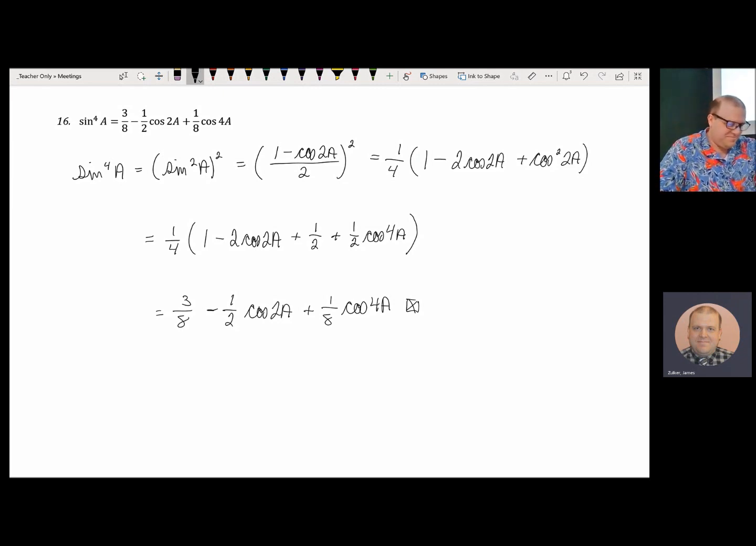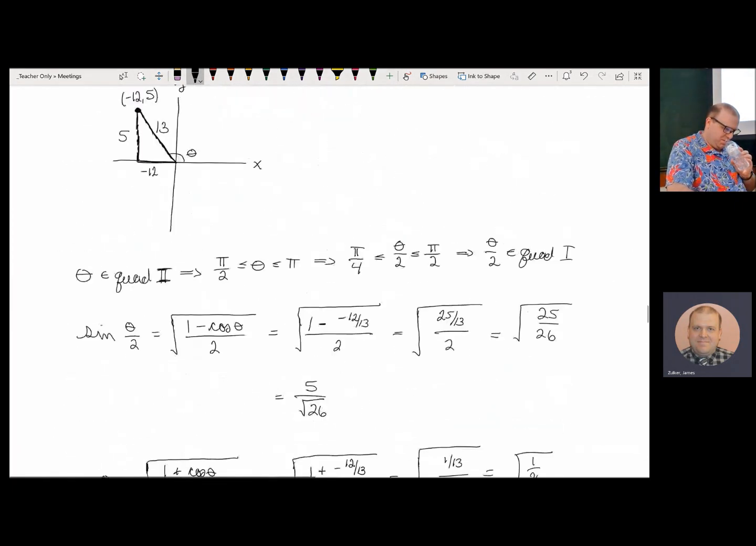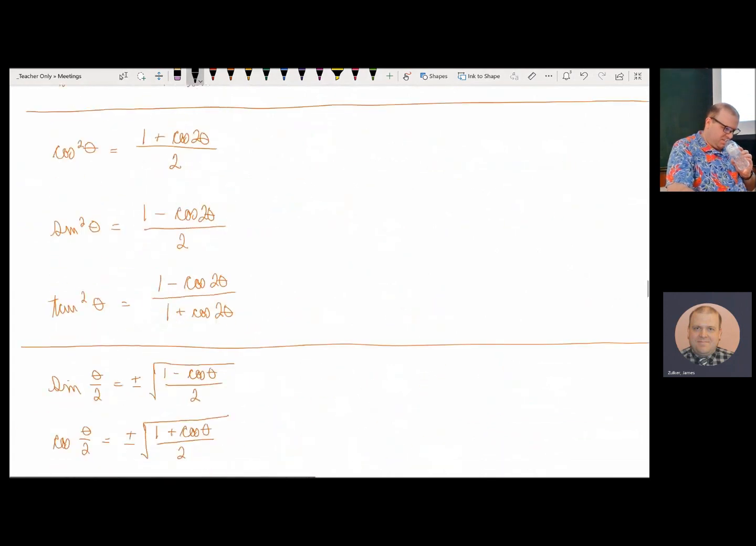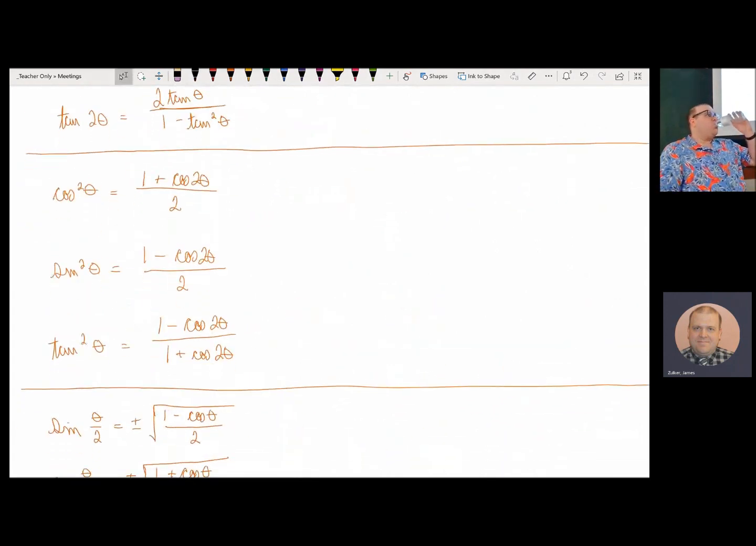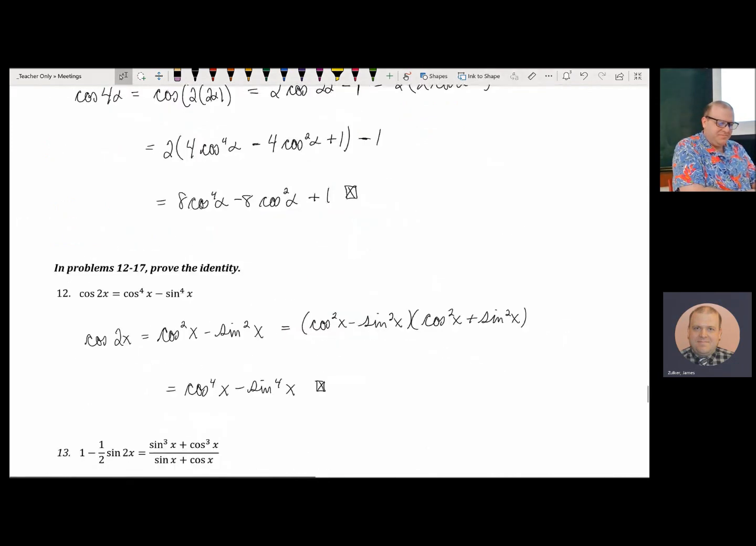Where is the trig identity for cosine squared theta? All I know is 1 minus sine squared. Cosine squared theta is a reduction identity. Oh, that one. I just did that earlier. Reduction.